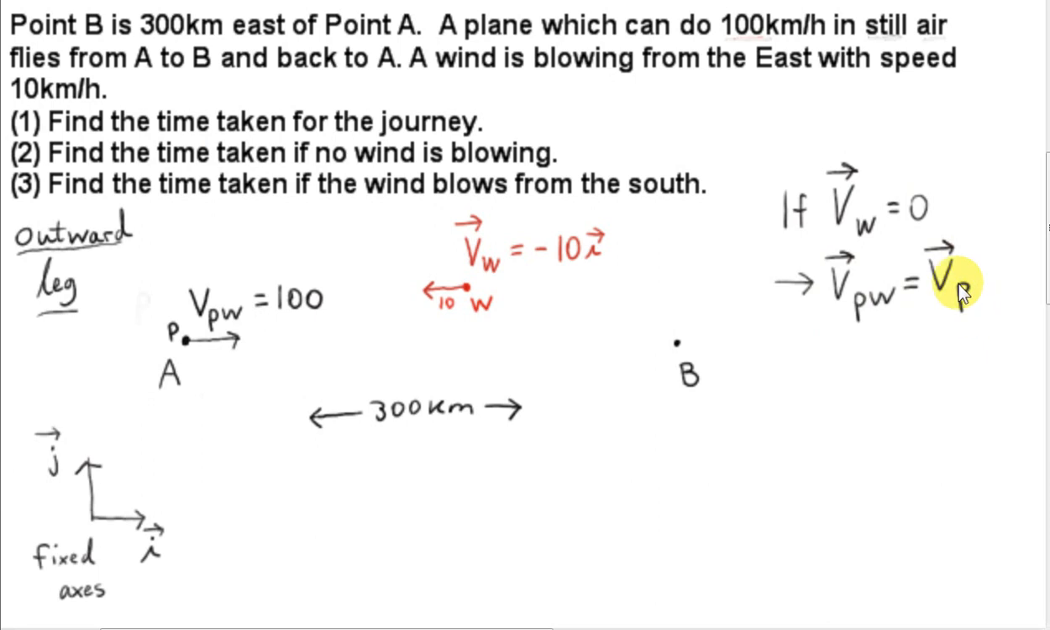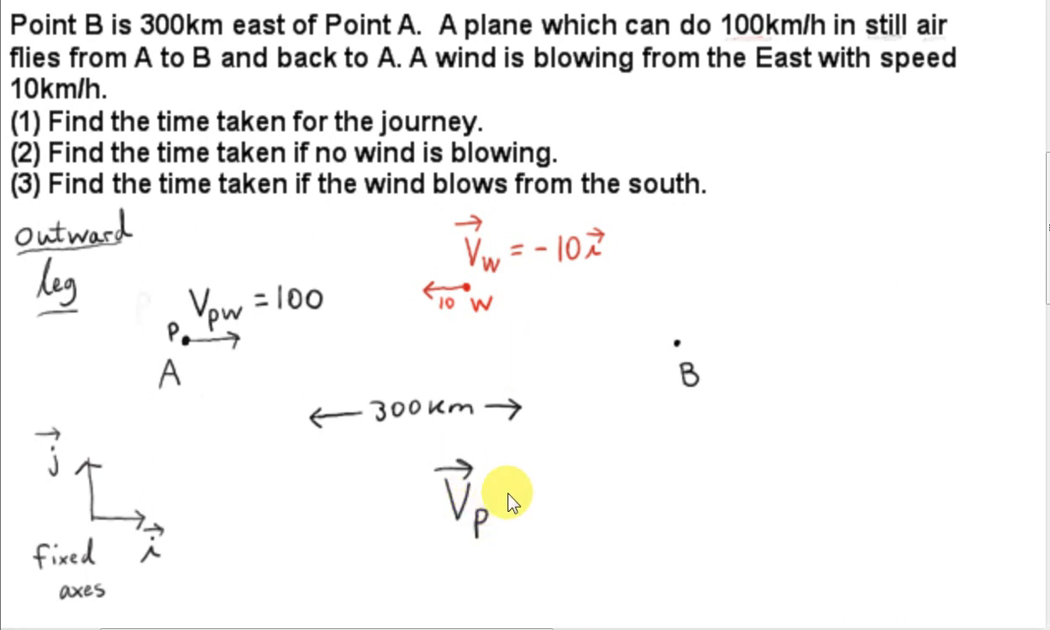relative to the ground. Now for the outward leg of the journey, intuitively we know that the velocity of the plane will be 100 minus 10, which is 90. Well, 90i I should say. The velocity will be pointing to the right, because the plane is flying directly into the wind. So we expect the velocity of the plane relative to the ground is going to be 90i.